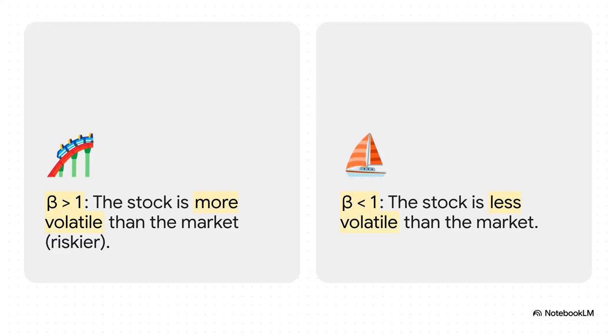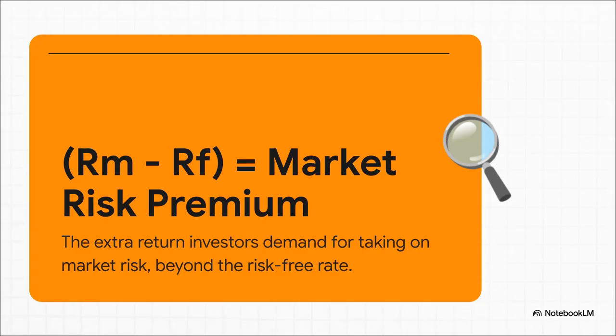So what do the numbers actually mean? Well, if a stock's beta is more than 1, it means it's jumpier, more volatile than the market as a whole. Its highs are higher and its lows are lower. But if its beta is less than 1, it's more stable, less volatile. And a beta of exactly 1 means it pretty much moves in lockstep with the market. Simple as that.